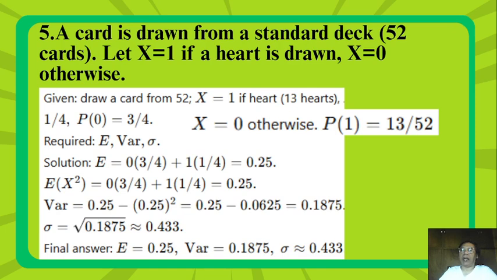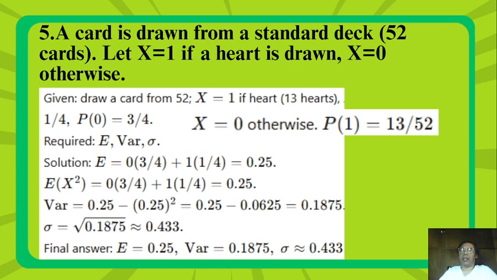If they are not hearts, then we have 13 times 3, so we have 39. And that is x = 0. So the probability of 0 is 39 over 52, which is 3 over 4. So when we say 1, that is heart. The probability of having a heart is 1/4 or 13 over 52.